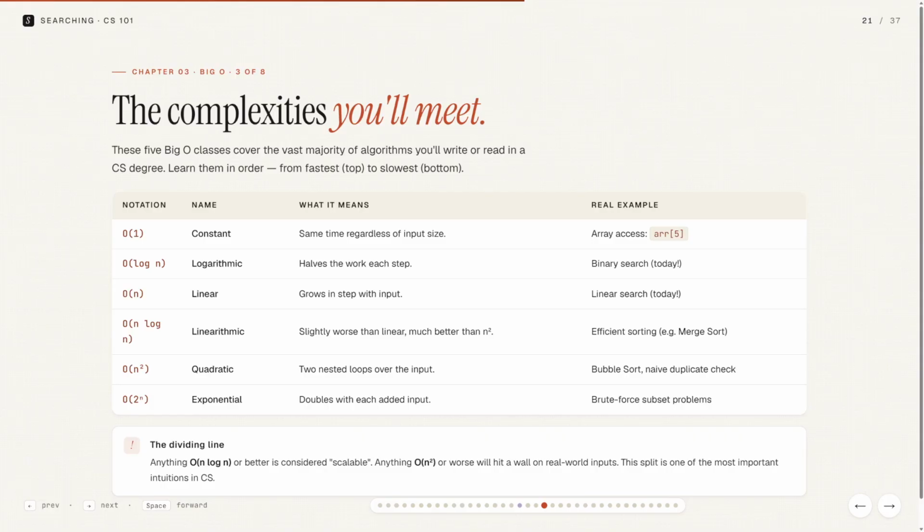We have O of n squared, which is quadratic. Two nested loops over the input. Here's an example, bubble sort, the slow sorting algorithm, or checking every pair of elements for duplicates.